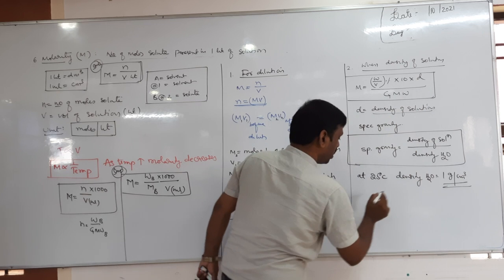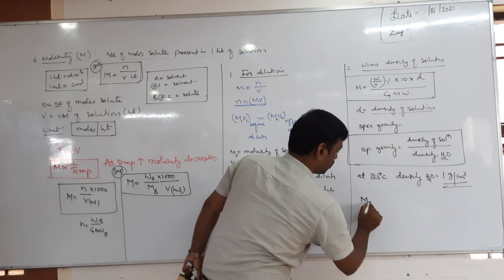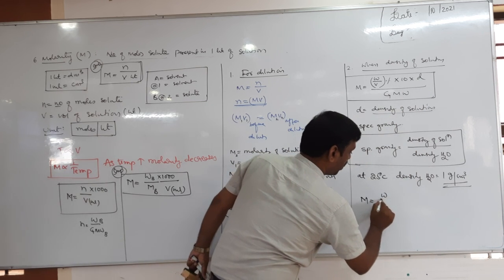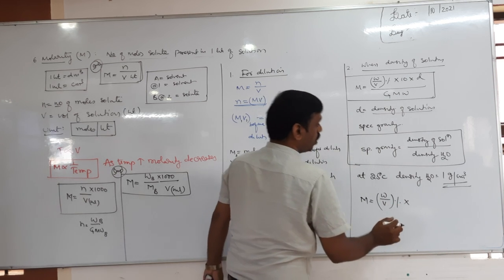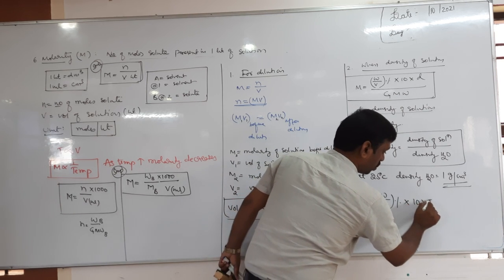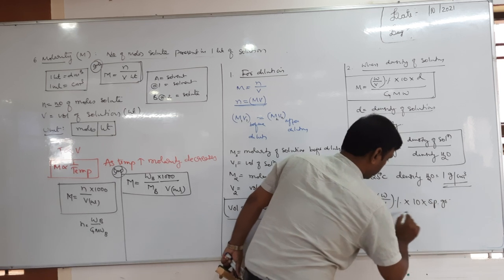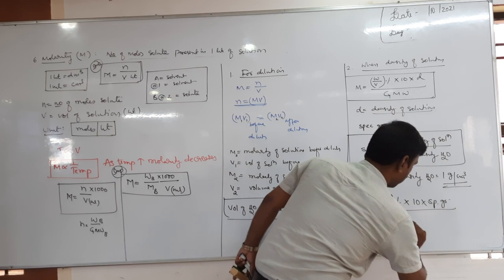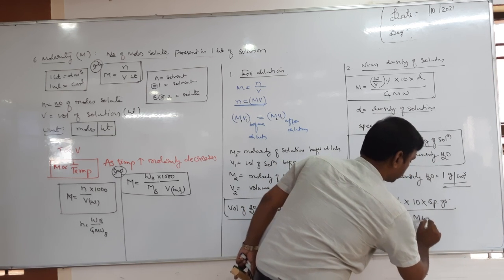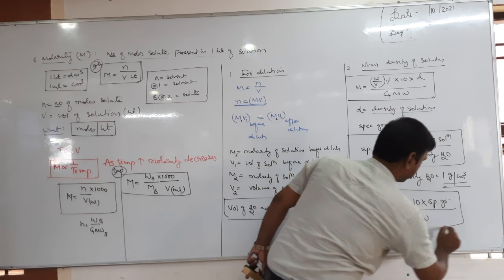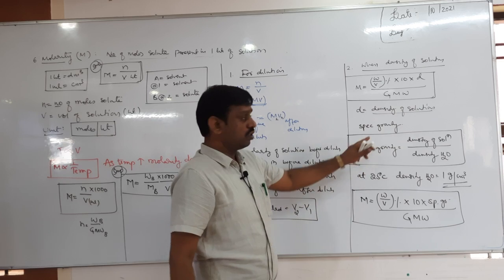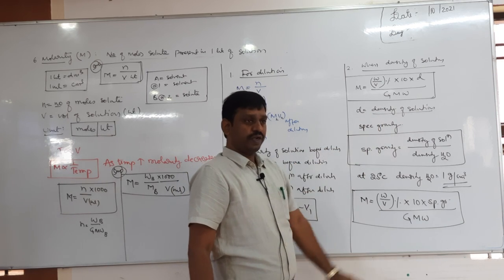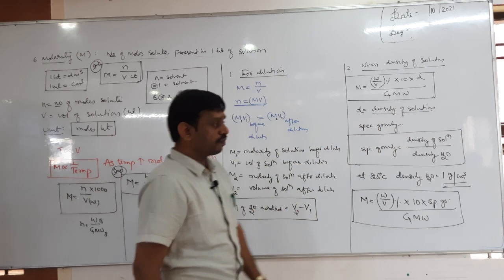Sometimes this formula can be given like this: molarity also equals W by V. What is W by V percentage? Weight by volume percentage into 10 into specific gravity divided by gram molecular mass, gram molecular weight. So therefore, density equals specific gravity. Okay, right till here.